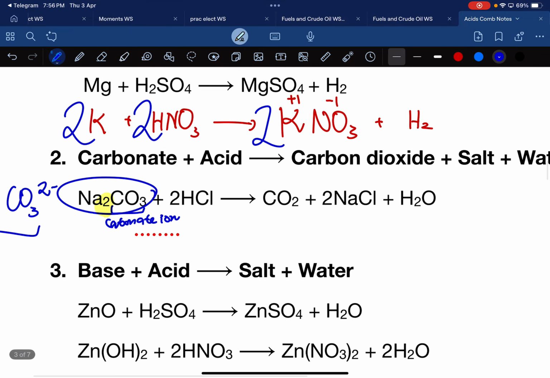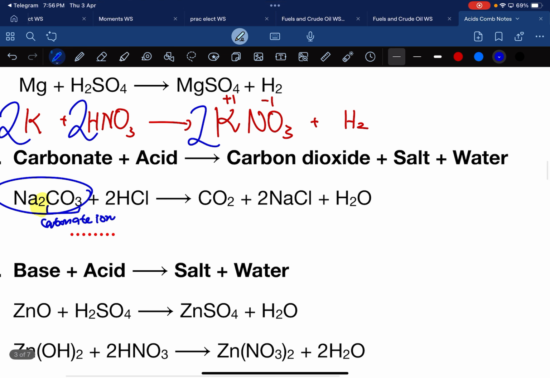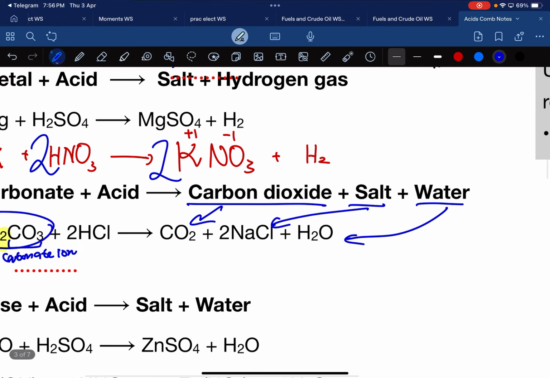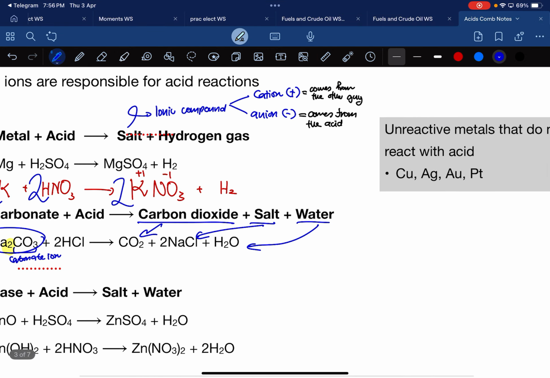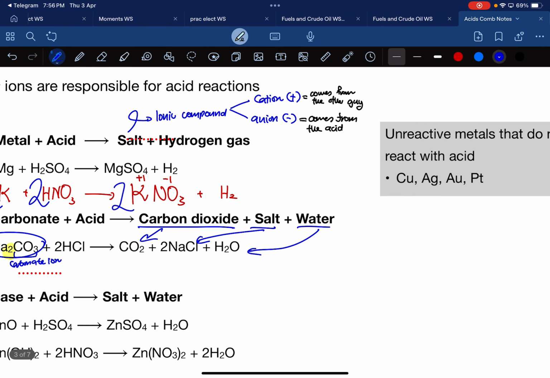Your carbonate plus acid will give you carbon dioxide, salt again, and water. Your formula for the salt will remain the same. Your anion is still from the acid, your cation is still from the other guy. So that doesn't change. Eva, good?